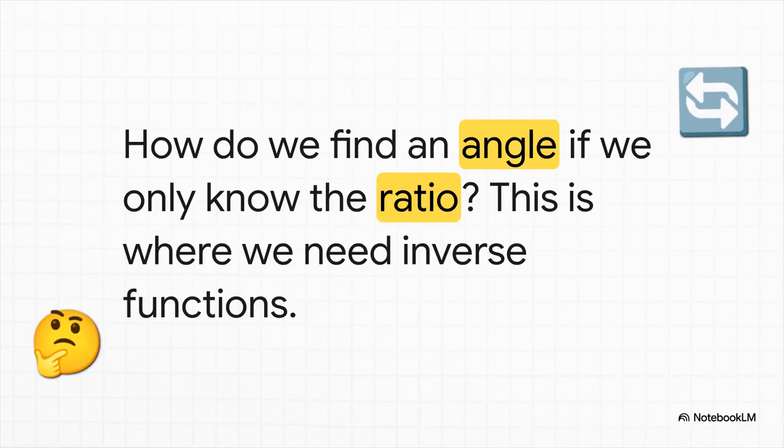Okay, so we can find the ratio if we know the angle. But what if we want to go backwards? What if we have the ratio? Let's say we know sine is 0.5, and we need to find the angle. Well, this is where we need inverse functions. But they come with a tricky little problem.